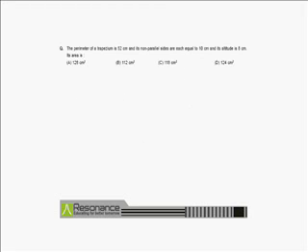The first question is: the perimeter of a trapezium is 52 centimeter and its non-parallel sides are each equal to 10 centimeter and its altitude is 8 centimeter, then its area is.